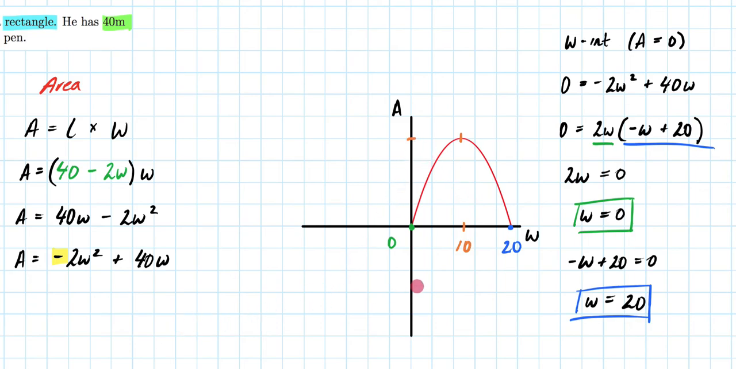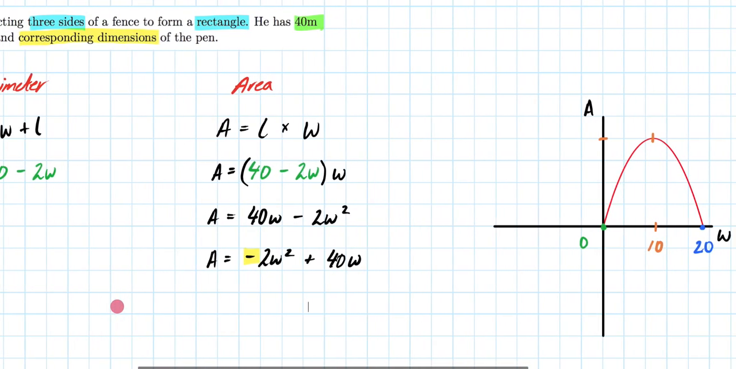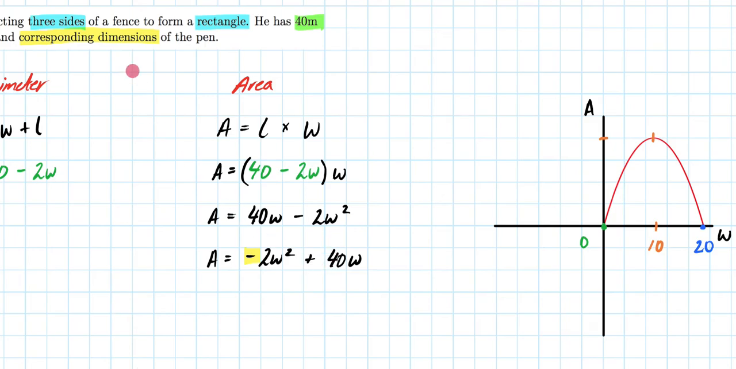So now all I have to do is sub 10 into this formula. So let us now do that. I'm going to say, all right, so now I have A equals negative 2w, sorry, in place of w, we are putting 10. We are putting 10. I'm going to square that, plus 40, and then in the w spot, we're putting 10.